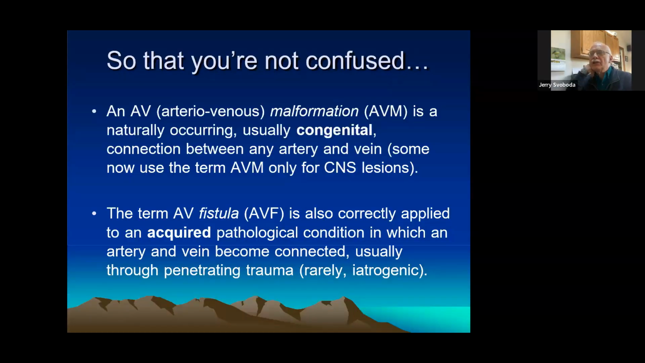Next, for terminology, if you hear an AV malformation, that's a naturally occurring, congenital pathology between an artery and a vein. So we're not going to be talking about that. But the term AV fistula can be applied correctly to a pathological condition in which an artery and a vein become connected, usually through penetrating trauma, often a stab wound or sometimes something iatrogenic done during an access procedure. That's pretty rare though.